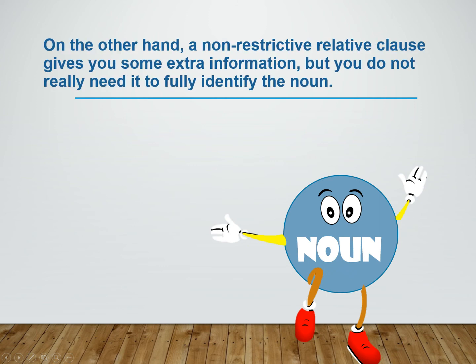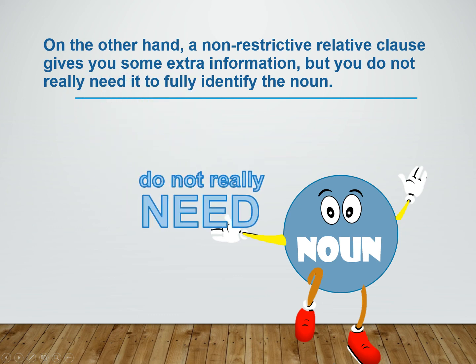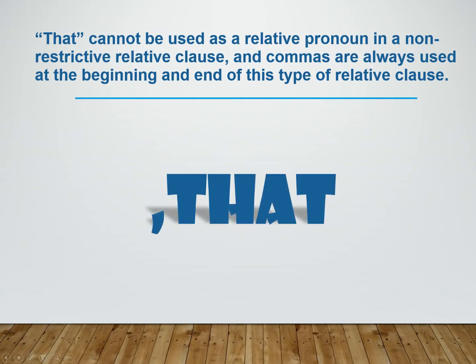On the other hand, a non-restrictive relative clause gives you some extra information, but you do not really need it to fully identify the noun. That cannot be used as a relative pronoun in a non-restrictive relative clause, and commas are always used at the beginning and end of this type of relative clause.